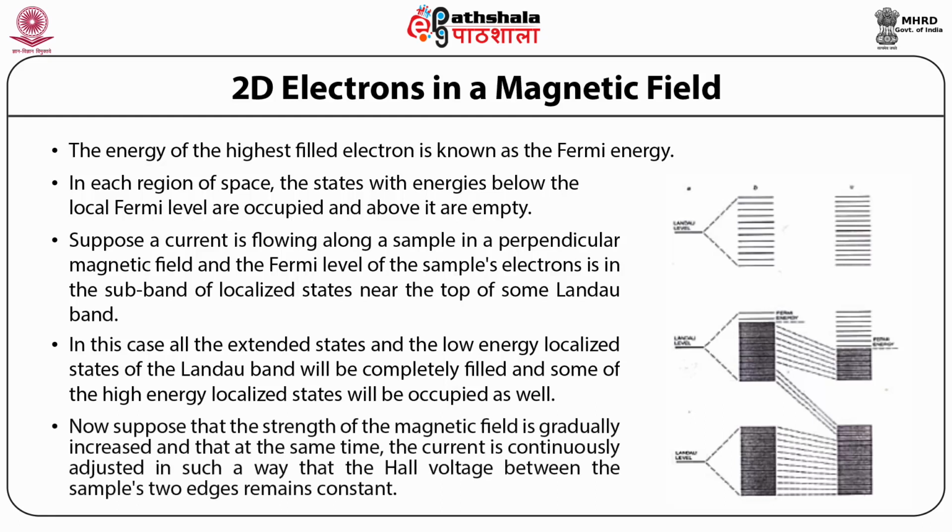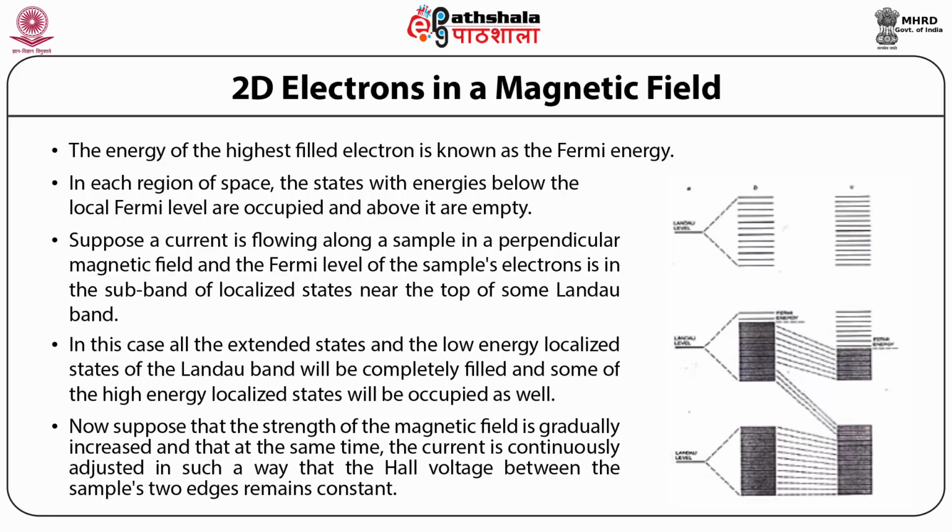Now suppose that the strength of the magnetic field is gradually increased and that at the same time the current is continuously adjusted in such a way that the Hall voltage between the sample's two edges remains constant. This figure on the left hand side shows what I have just described. Here you have the Landau level and all the energy levels corresponding to that Landau level, and you see that the Fermi energy is situated somewhere around the top, and below it all are occupied. The dark band which you see is basically the occupied states.